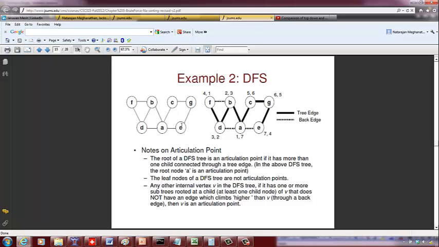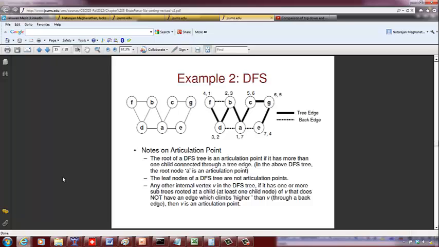From A now you can visit C, which is the fifth vertex to be in the stack, and then you go to G, and then you go to E, and then you see this is a back edge. So you pop out E, pop out G, and then you remove C from the stack, and then eventually remove A. Alright, so these are the tree edges and the back edges.